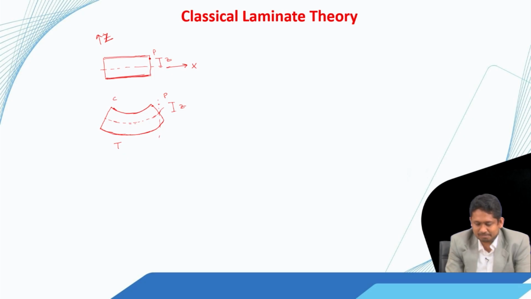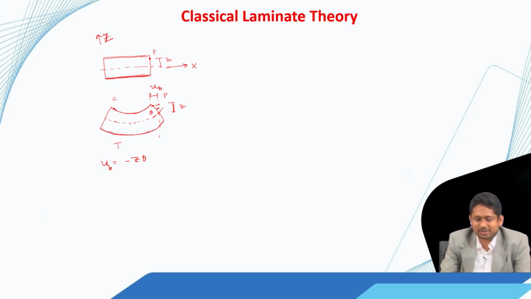So, that means this point experienced some movement along the x direction, and let us call that movement u. Now, this movement u can be written as this height z multiplied by this angle theta. So, u we can write as minus z into theta, and this u is happening due to bending only. So, let us call it u b. So, u b is minus z into theta.